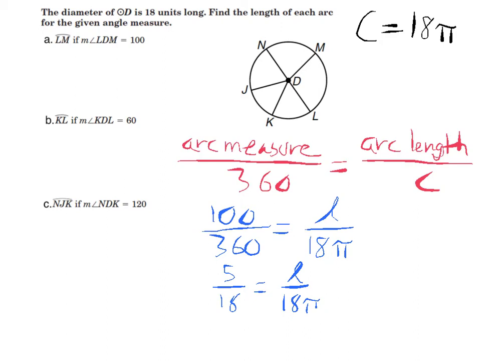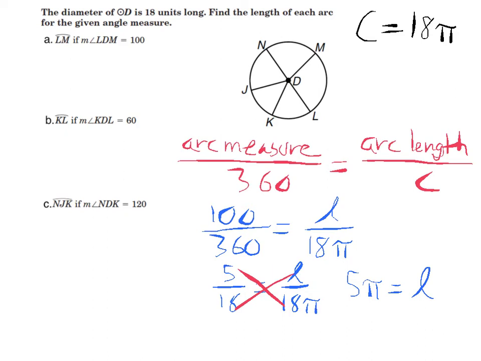When you cross multiply and work this out, we're going to cross multiply here. 18 times 5 is going to be 90, but then I'm going to have to divide that by 18 because the 18 and the L were multiplied together. So really, what I'm going to get is just 5 pi equals my arc length. And you can check that yourself.